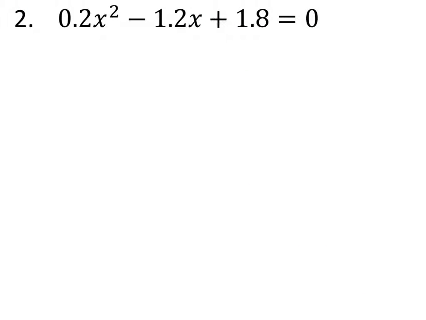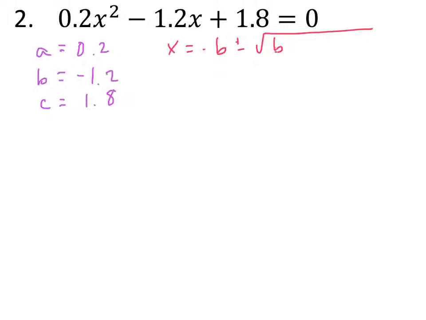Next is number 2. So for number 2, a equals 0.2, b equals negative 1.2, and c equals 1.8. Alright, so we have x equals negative b plus or minus the square root of b squared minus 4ac over 2a.